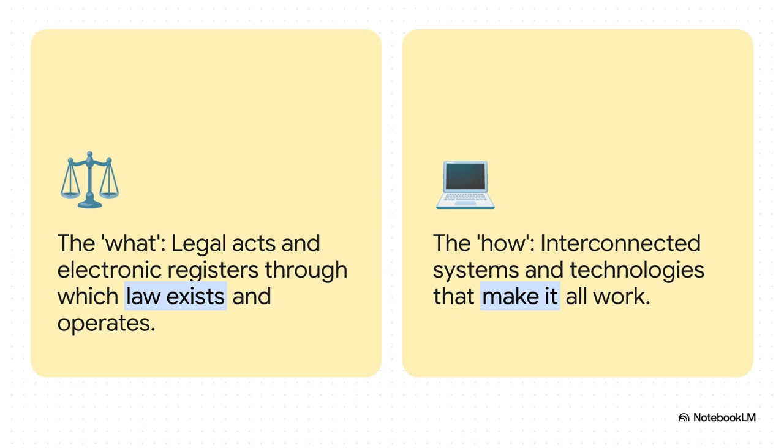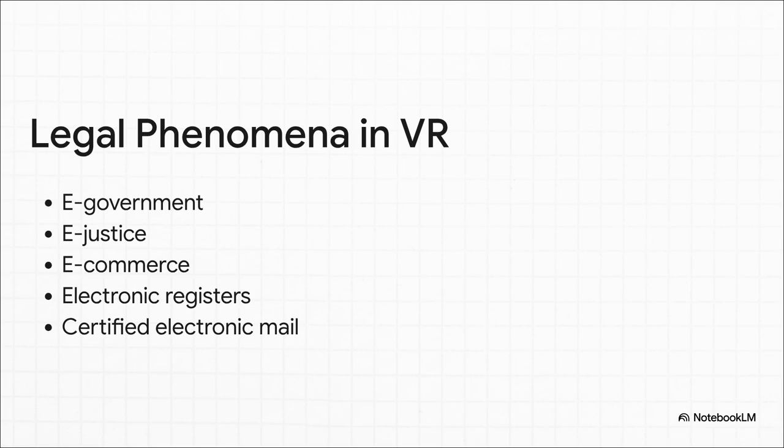From the legal perspective, we're talking about the what, the actual phenomena, like digital legal acts and electronic registers. But from the technological perspective, we're looking at the how, the interconnected systems and databases that make it all work. They're two sides of the same coin, and both are essential. And look, this isn't some abstract theory. You and I interact with virtual legal reality every single day. Complex systems like e-government, e-justice, e-commerce, even things we take for granted like electronic registers and certified email. These are all concrete, real-world examples of law operating within this digital framework.